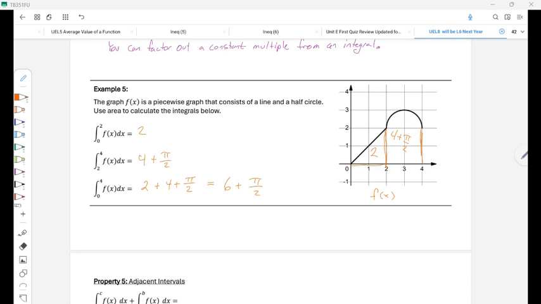So always think back to the picture, think about what's going on, or just have in your head that when you're integrating, you're finding the area under the curve. This is the area from 0 to 2. This is the area from 2 to 4. And when you put those together, you have the area from 0 to 4.